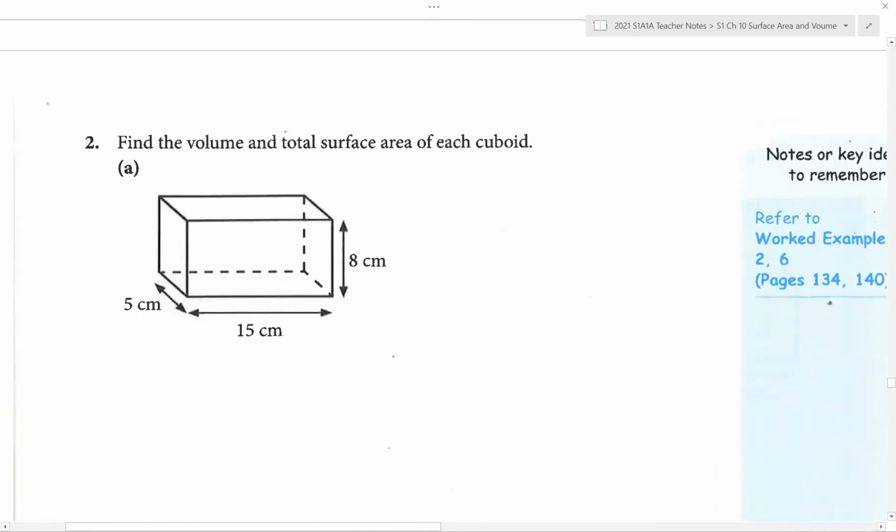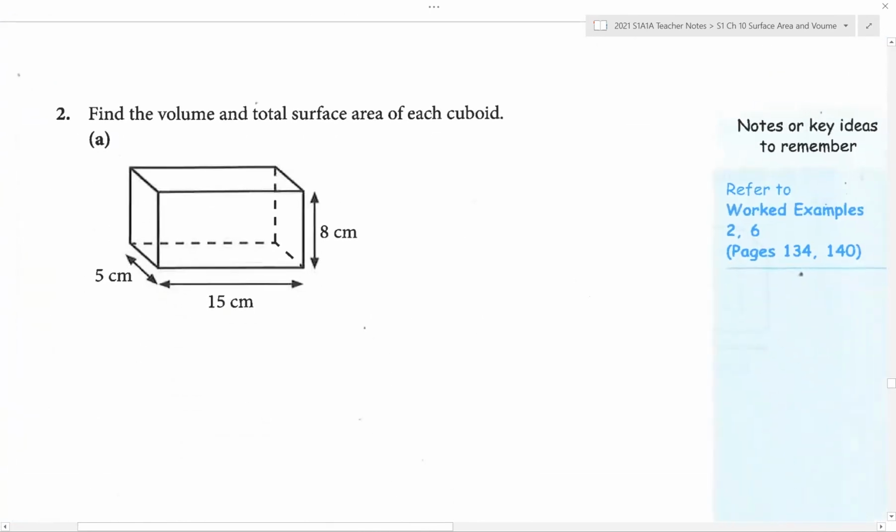Next, Zanis. Five times 15 times 8. 40 times 15, 600 cubic centimeters. Okay, area.